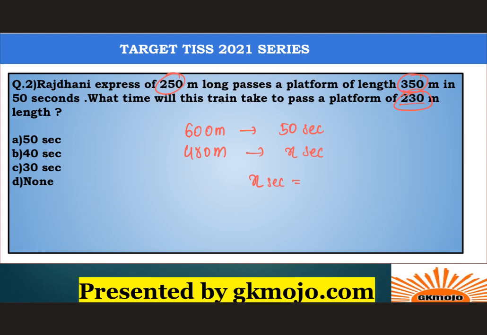जस्ट क्रॉस मल्टीप्लाई, व्हाट यू'ल गेट इज x seconds इज इक्वल्स टू 50 अपॉन 600 into 480, alright. Solve this, you'll get 6 1s are 6, 8s are, so 5 8s is 40, right. So basically the train, this Rajdhani train of 250 meter long will cross a platform of 230 meter in 40 seconds. Option B is your correct choice.